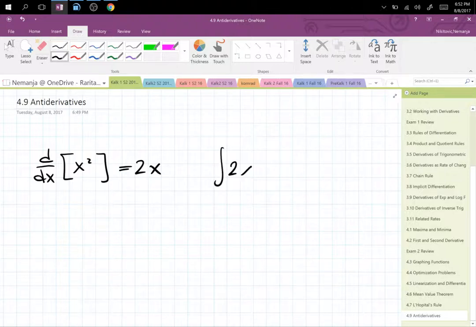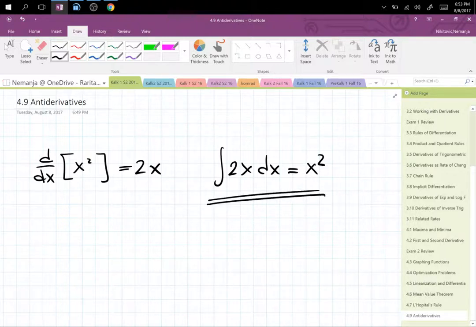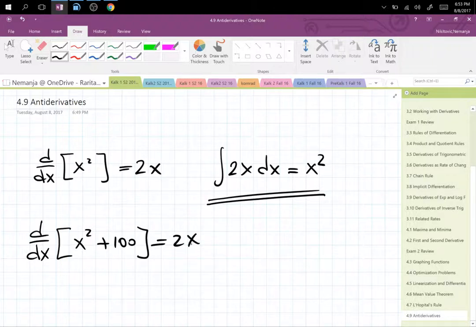Now I want to start by denoting that the derivative of x squared is 2x, and the integral of 2x dx is x squared. This is writing the whole derivative procedure backwards. We are starting at the answer and figuring out how to go back to the original. Next example: the derivative of x squared plus 100 is 2x.